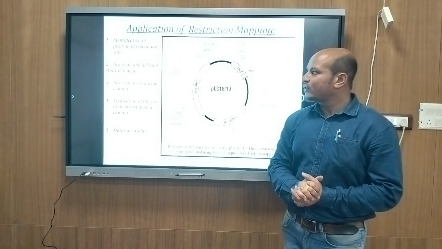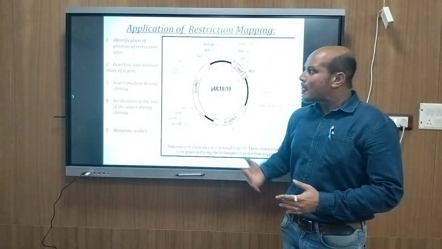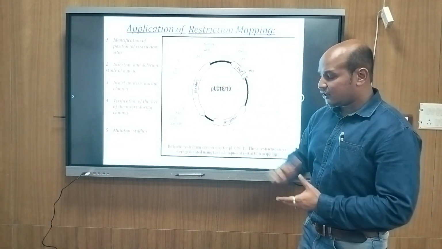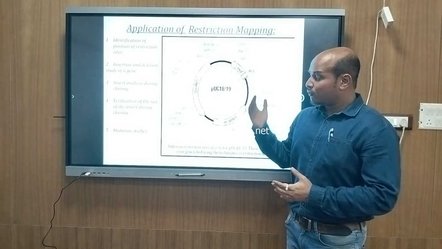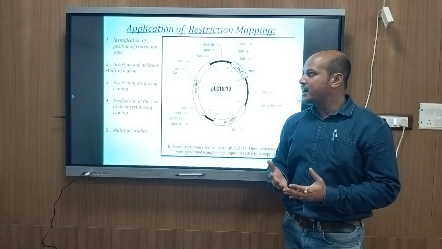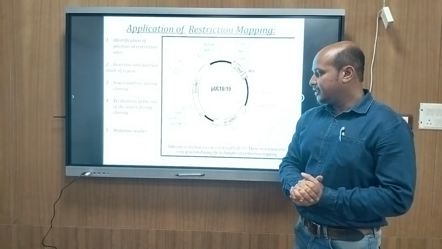And what are the applications of restriction mapping? They find a wide range of application in molecular cloning, from identification of the positions of restriction sites to the study of insertion and deletion sites, from the mutational study, then verification of the size of the insert during cloning experiments, and analysis of insert during any transformant analysis as well.